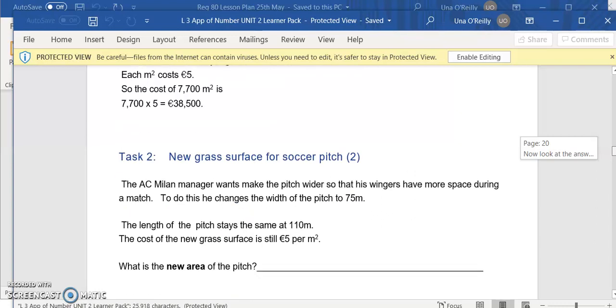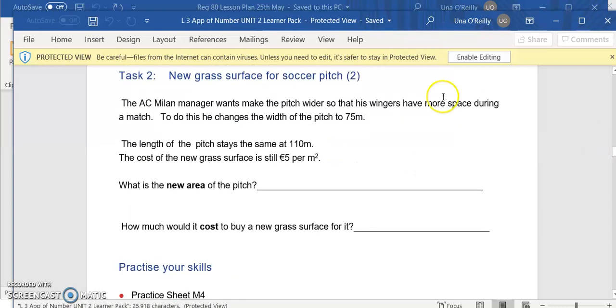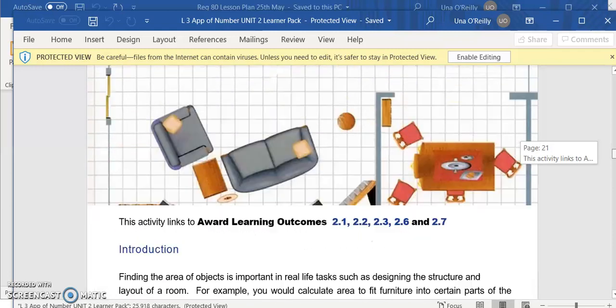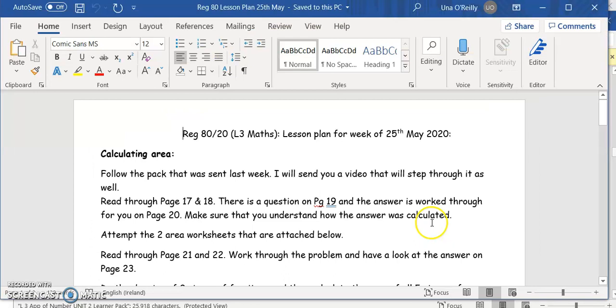And then task 2 goes on to talk about a new grass surface for the soccer pitch. Okay, so the manager wants to make the pitch wider so that his wingers have more space during a match. So to do this, he changes the width of the pitch to 75 centimeters. So now you've got a new width measurement. Okay, the length stays the same and the cost of the grass per square meter stays the same. So you need to get the new area calculation and the new cost. Okay, don't worry about this one. You don't have practice sheets and force. Don't worry about that. Okay, so that's the first.